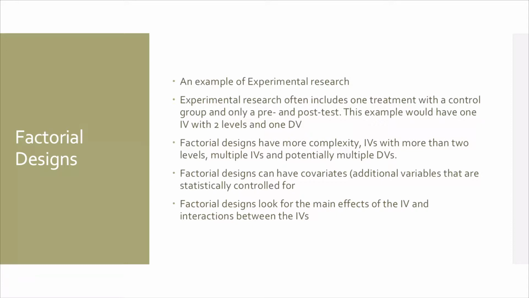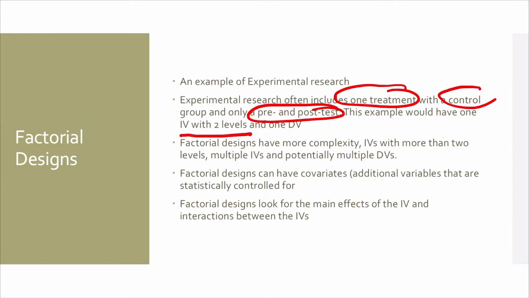A factorial design is basically any time where we have more than 2 treatments. So experimental research, and the examples we gave in the previous unit, is where we had one treatment and a control group and a pre and a post test. A very simple type of an experiment. That is, again, that example would have an independent variable with 2 levels and measure 1 dependent variable.